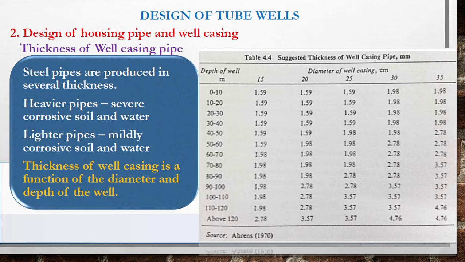They are available in many specifications. Heavier pipes are there, which are severely corrosive, and lighter pipes are there, which are mildly corrosive. The thickness of the well casing is a function of the diameter and depth of the well. Here there is a table. So according to the diameter and depth of the well, we can choose the thickness of the pipe.